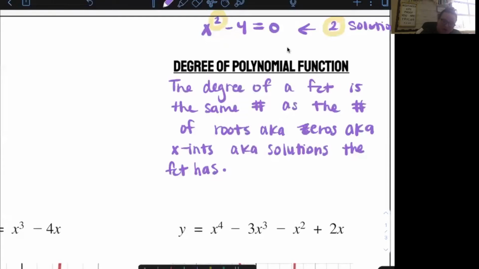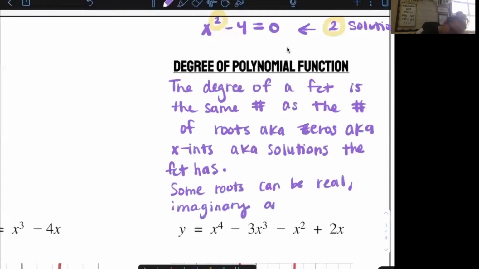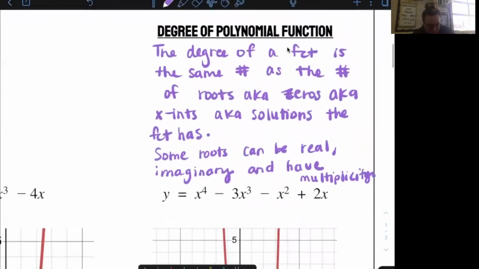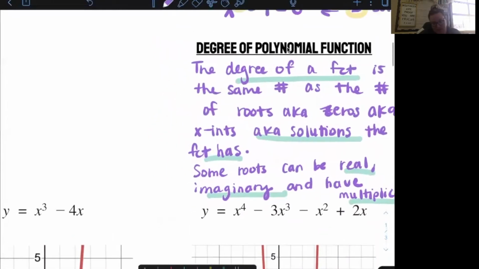All right. Some of our roots can be real, imaginary, and have what we call multiplicity. And I'm going to tell you what multiplicity means in just a second. So the degree of the function matches the number of solutions that the function has. Roots can be real, imaginary, and have multiplicity. And multiplicity is a new concept for today.